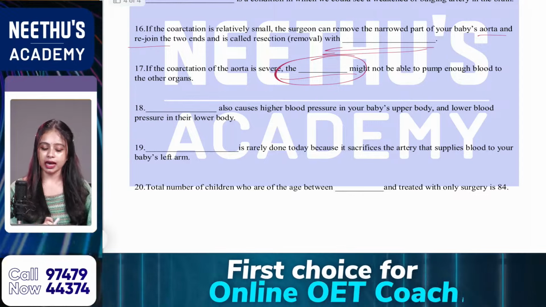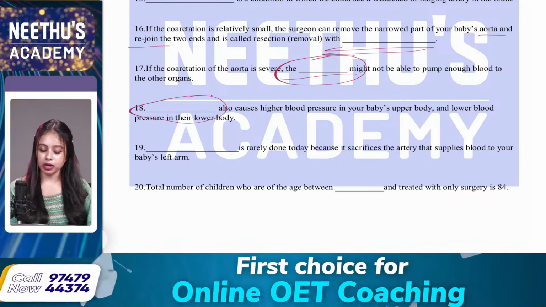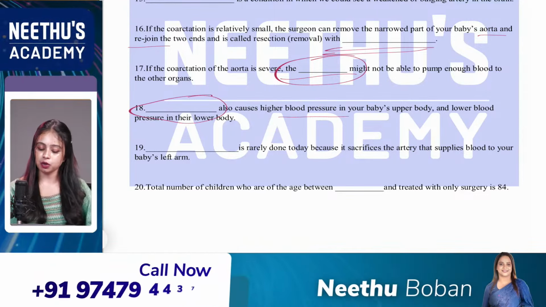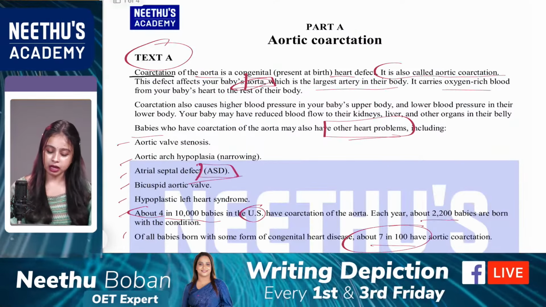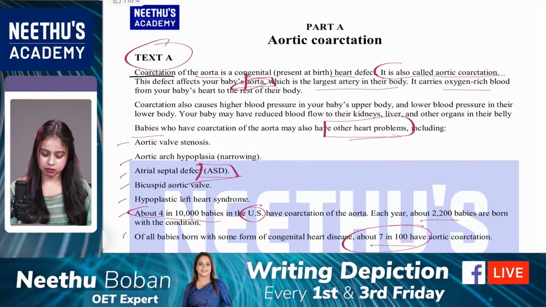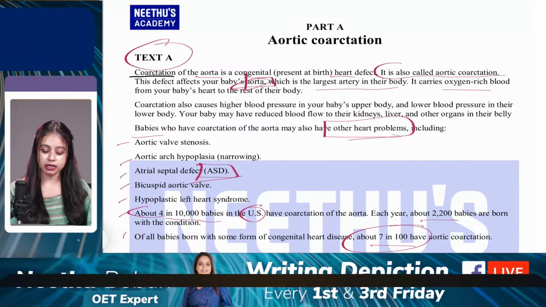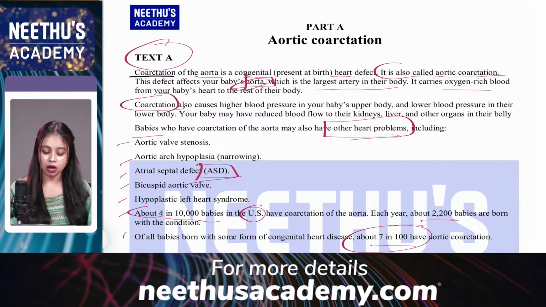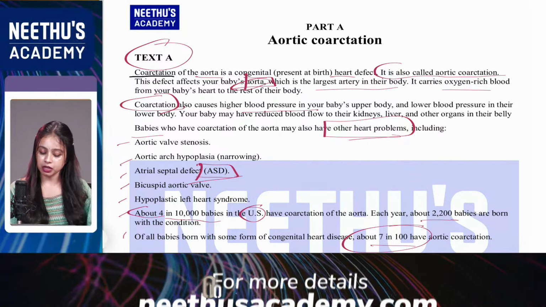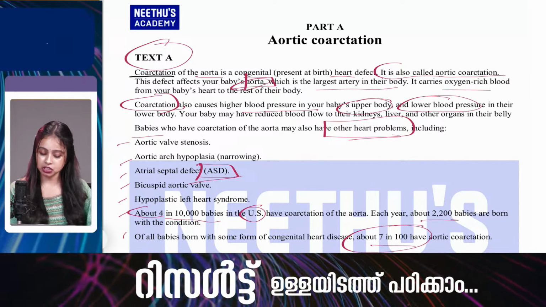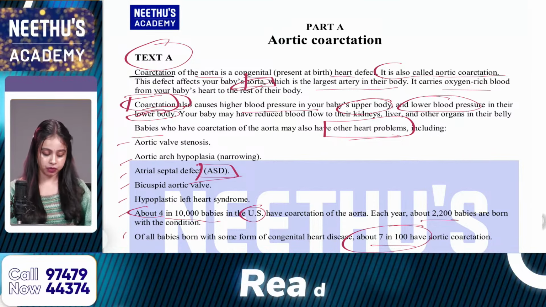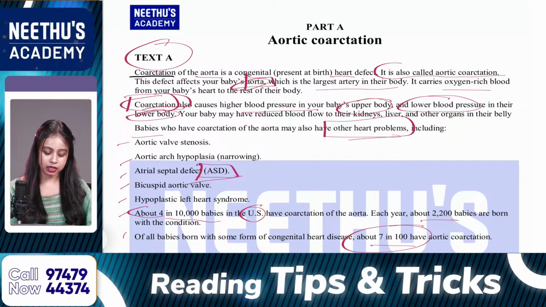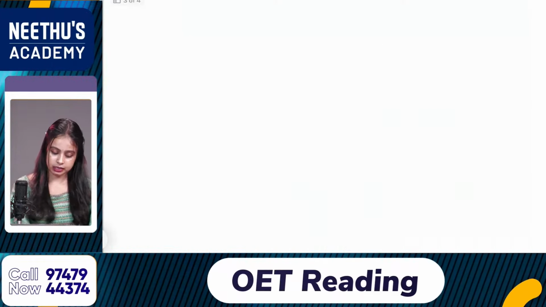The 18th one. Dash also causes high blood pressure in your baby's upper body and lower blood pressure in their lower body. What is the correct answer here? It should be coarctation. Coarctation also causes high blood pressure in your baby's upper body and lower blood pressure in their lower body. So the answer is coarctation. Yes, Kavita, Anu, Prajisha, Reba, Vaishnavi, very good.